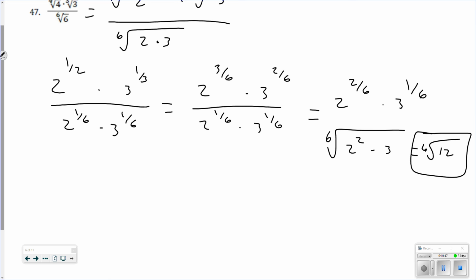I don't ever want to see a root times another root, so that's why I'm leaving it as 2 to the 2/6. I'm leaving it like that because I want them both underneath the same root.